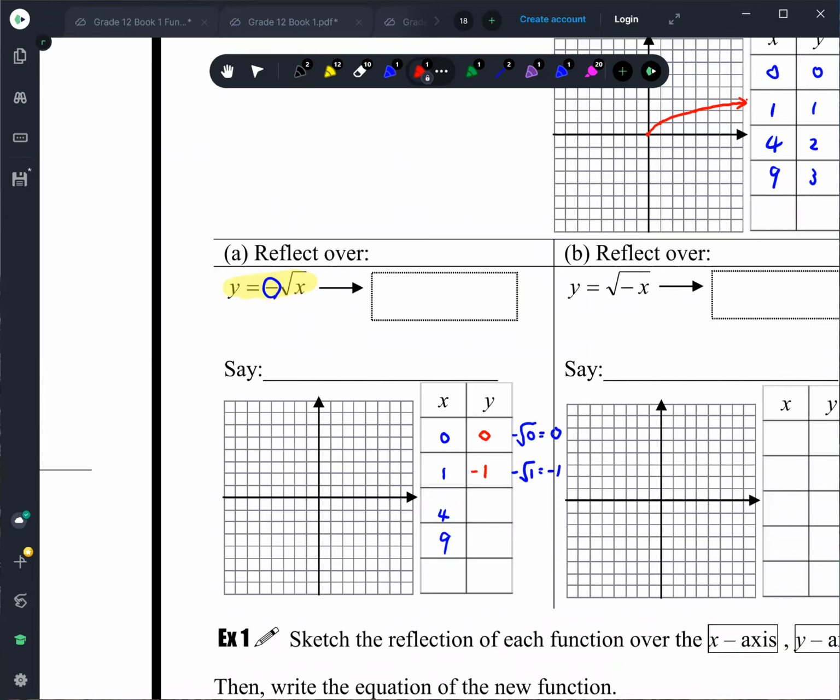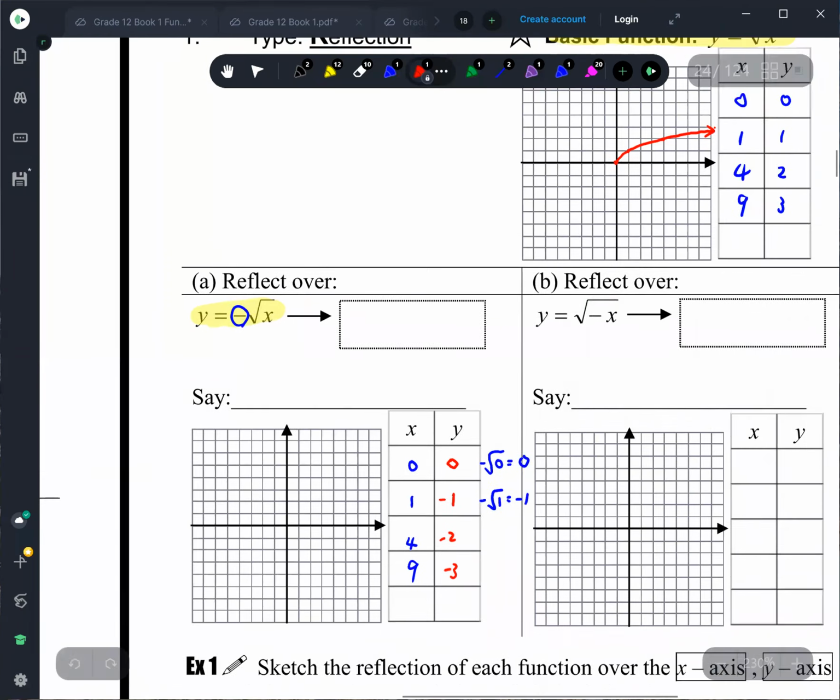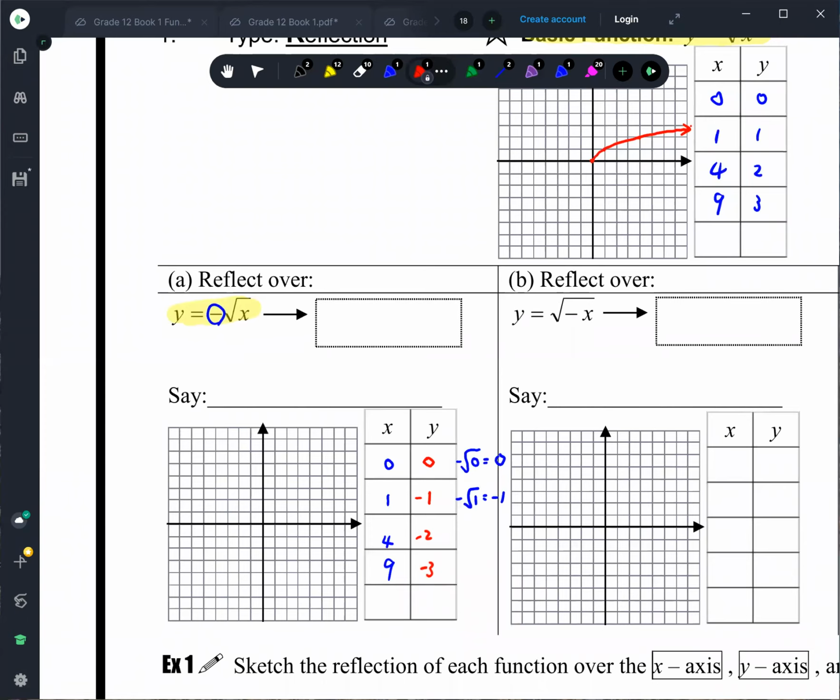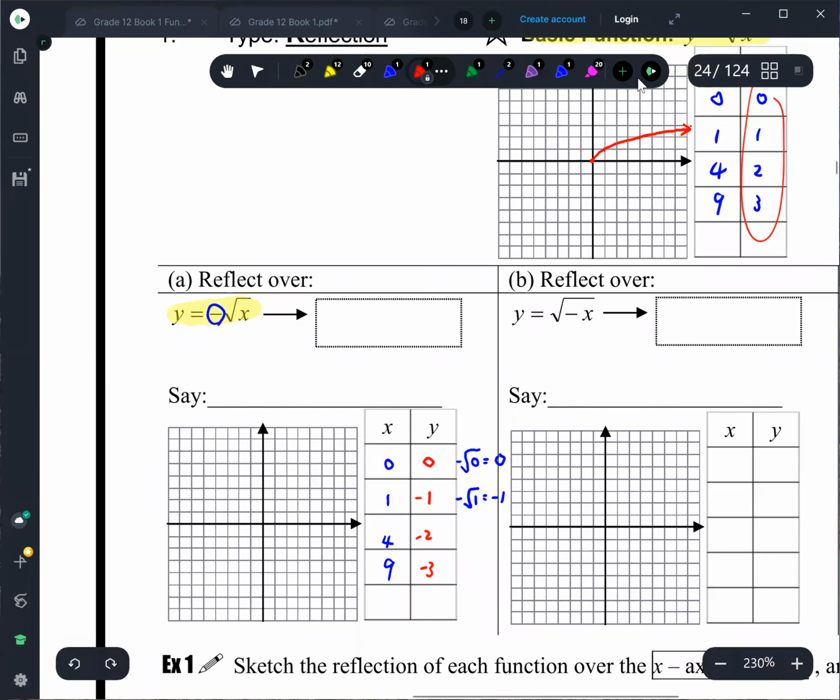Okay, what about the next one? Sophie? -2. Yes, it will be -2. And the next one, Caleb? -3. -3, very good. So there we go. You can see it affects the y value. The negative on the outside will change the value of the original. Compared to the original y, it used to be positive, it becomes negative.